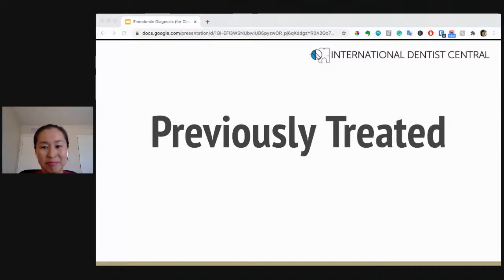Previously treated tooth, easy. You see on the radiograph that the canals are obturated with permanent material, like gutta-percha or silver cones or something like that. We're not just talking about temporary restoration materials, right? Because that would be previously initiated therapy, not finished. The tooth that's been previously treated shouldn't respond to thermal or electric pulp testing, but if there was a missed canal or something like that, it might.